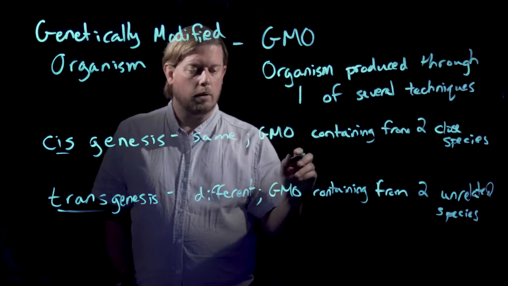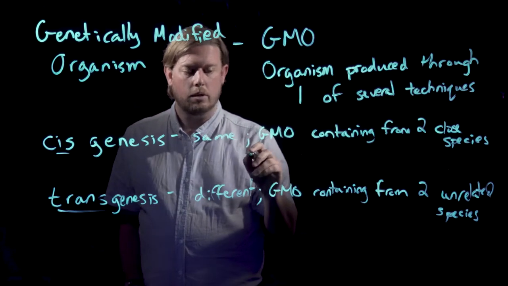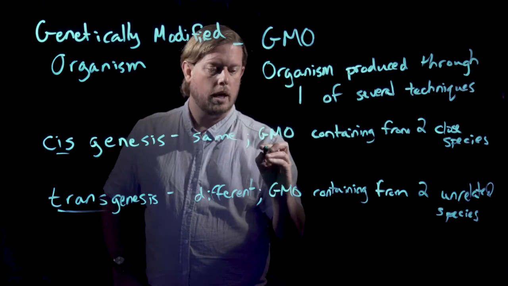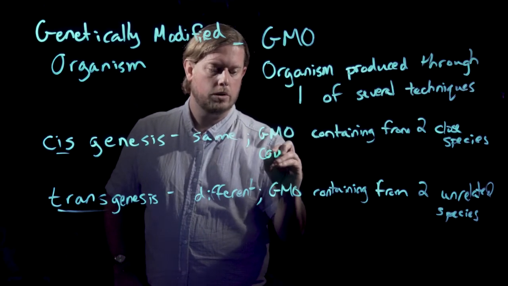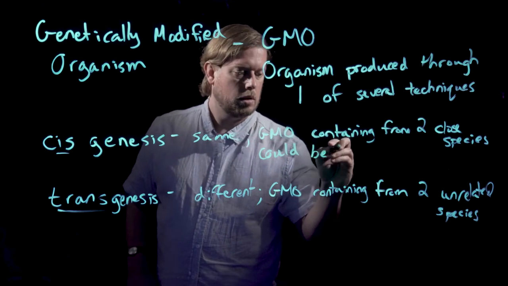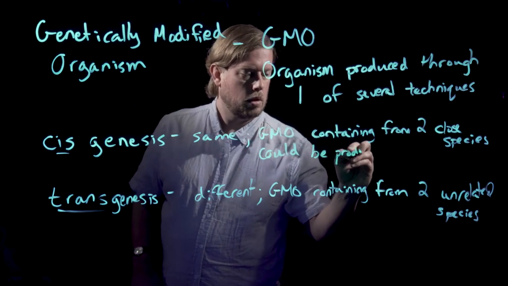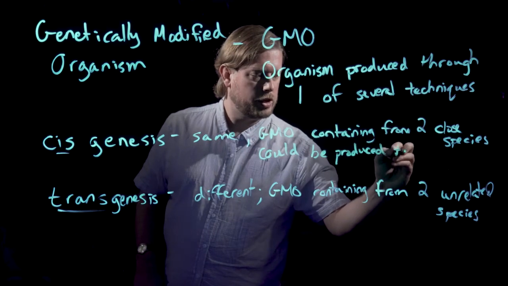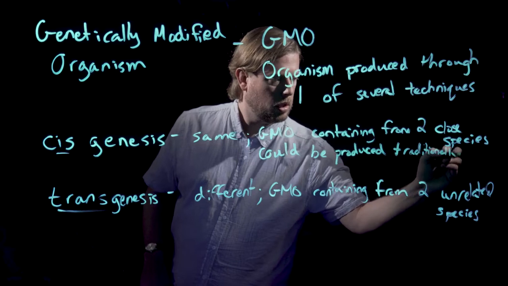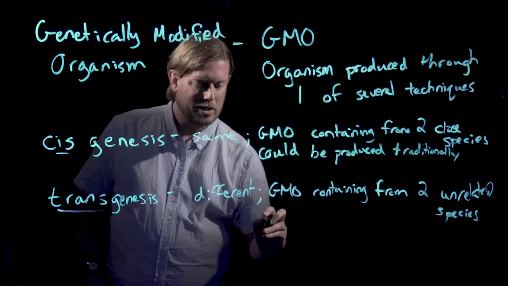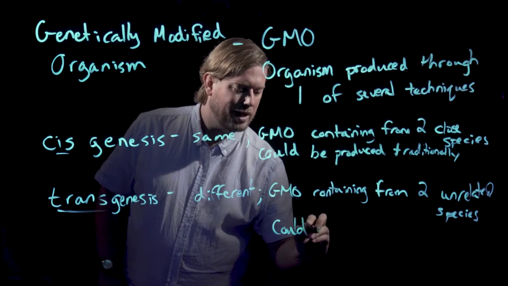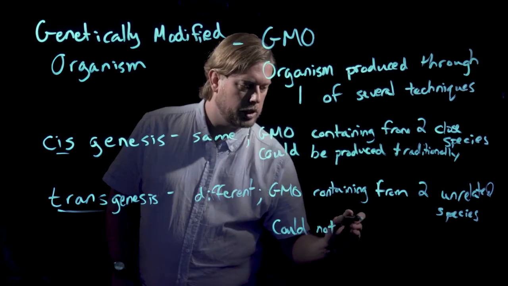Now, the process also matters a little bit here. So cisgenesis is also used to refer to a species that could be produced by traditional selective breeding methods. So it could be produced traditionally. Whereas transgenesis is used to refer to a GMO that could not be produced using traditional methods.